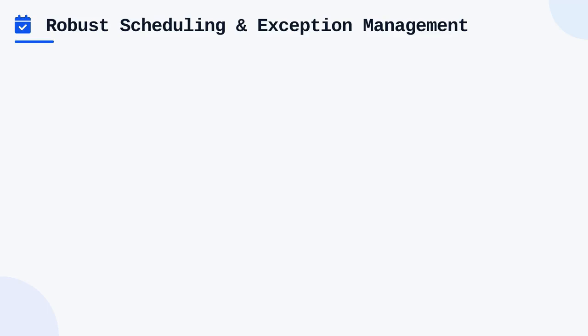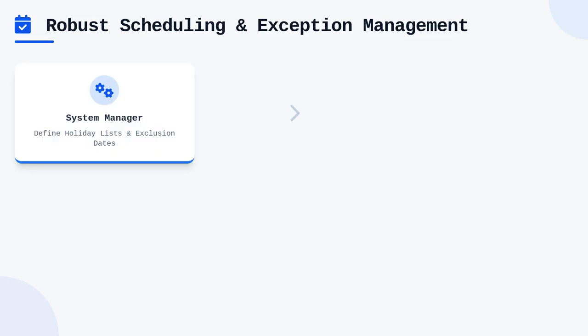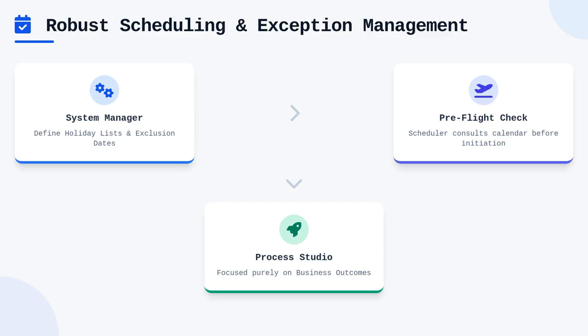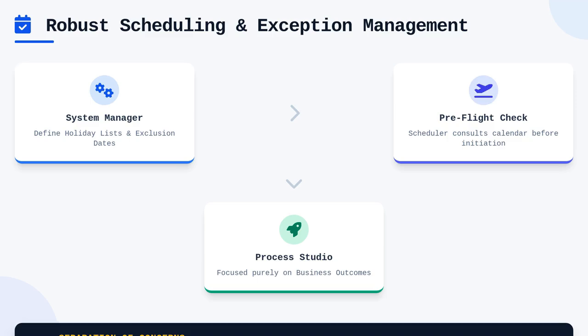One of the most critical aspects of robust scheduling is the management of exceptions and business interruptions, typically handled through holiday lists and exclusion dates. You can define specific calendar configurations that the scheduler consults before initiating a task. If your business process requires that no automation runs on a public holiday, you do not need to build logic into the process itself. Instead, you maintain a calendar within the system manager that the schedule references during its pre-flight check. This separation of concerns is a hallmark of good architectural design, as it keeps your process studio logic clean and focused solely on business outcomes rather than infrastructure availability.